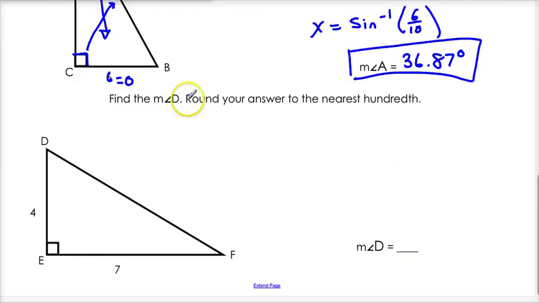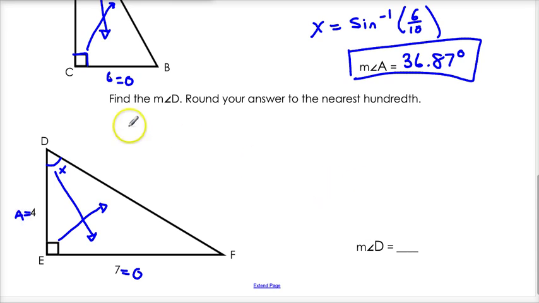We're going to find the measure of angle D, and then we're going to round our answer to the nearest hundredth. So once again, angle D is right here. That's what we're looking for. So I'm just going to put the x there now. We're going to label our sides. Across from D is 7, so that is our opposite side. Across from the 90 is nothing, so that means this must be our adjacent, so 4 is the adjacent side.